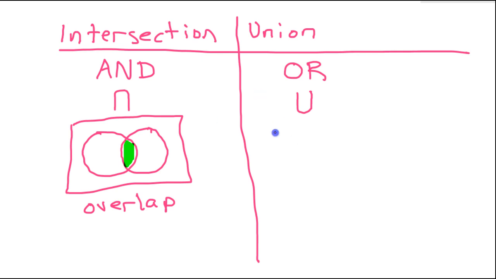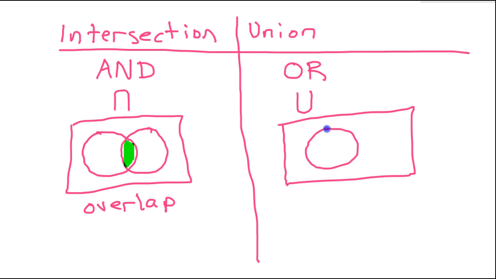Okay, on the other hand, if we look at a Venn diagram and we're talking about or, so I want to talk about this set or this set, now we're not talking about the overlap. This time, we just want all of both sets. All of both. So if I were to highlight that, it would look like this.